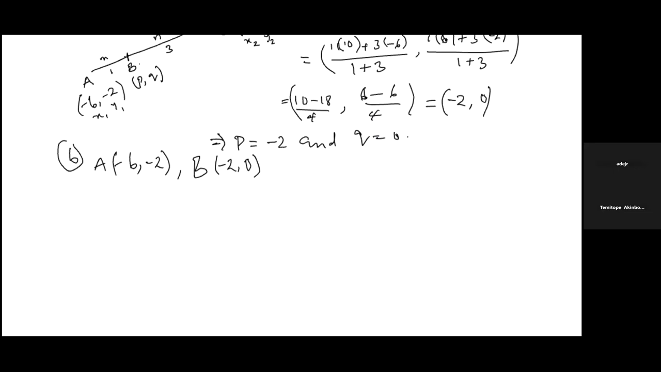So let's see some other drills on equation of line. I have this question here.